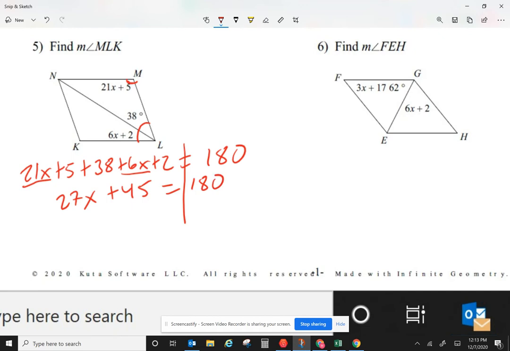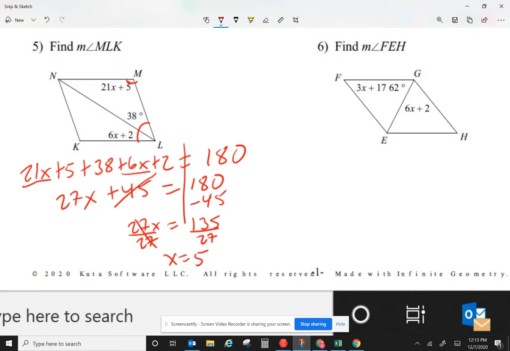To get the x term by itself, the plus 45, let me move it over. So I have the 27x equals 135. Right, 180 minus 45 gave me 135. Let me divide by 27. 135 divided by 27, that's just 5.